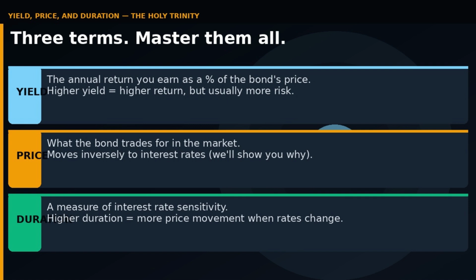Duration is a measure of interest rate sensitivity. It tells you approximately how much a bond's price will change for every 1% move in interest rates. A bond with a duration of 8 means that if rates rise 1%, the bond's price will fall approximately 8%. The higher the duration, the more sensitive the bond is to rate changes.